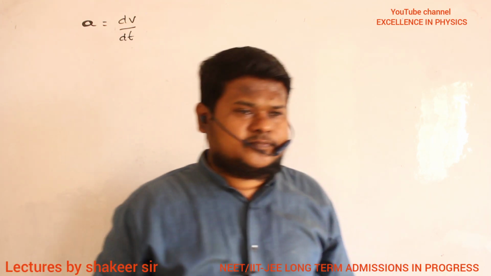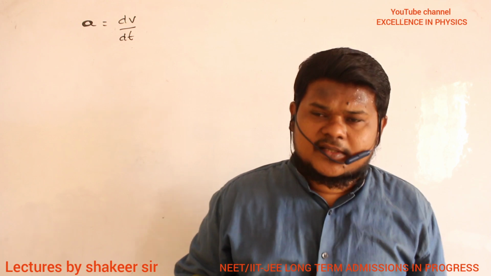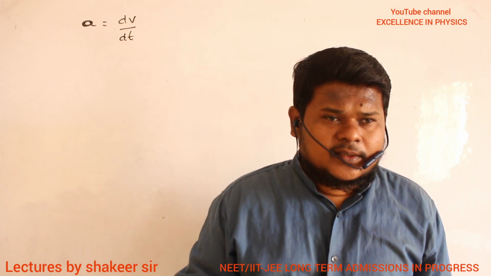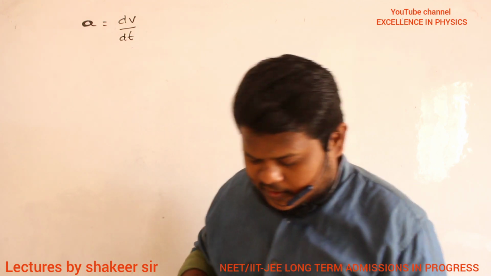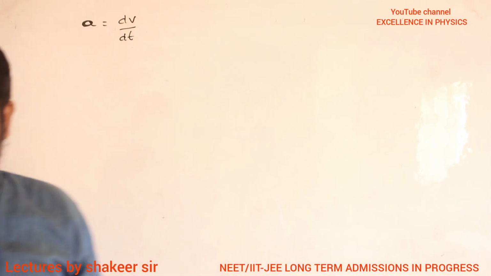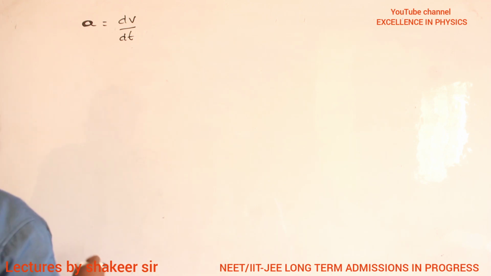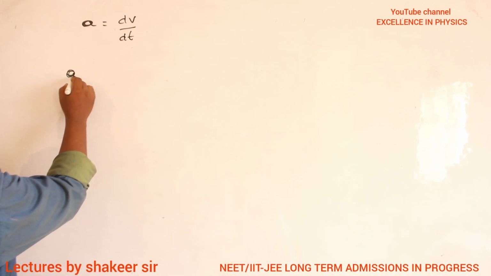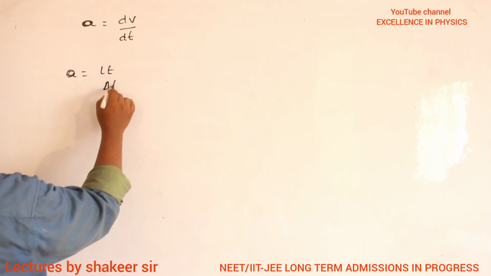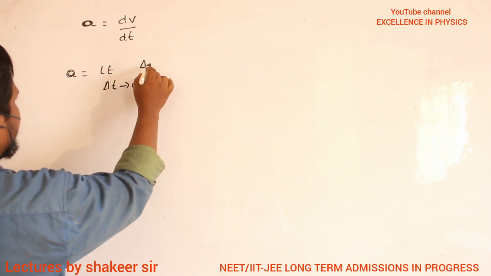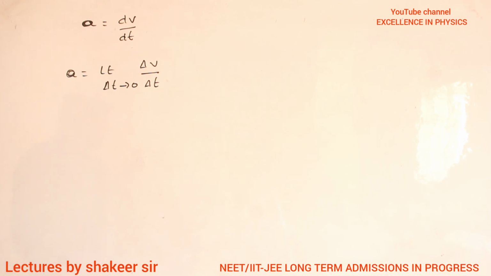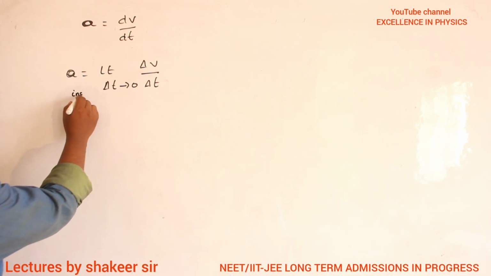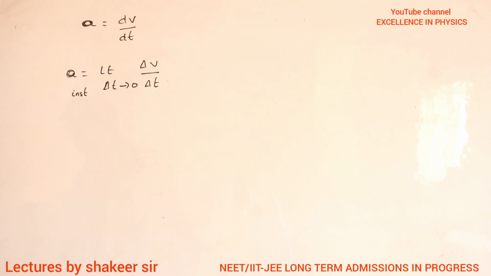So what is meant by instantaneous acceleration? Acceleration at a particular instant of time. Very good. That is called instantaneous acceleration. Are you able to understand now? Already we have studied that acceleration is limit delta t tends to 0, delta v divided by delta t. This is the actual definition of instantaneous acceleration. Clear, no?